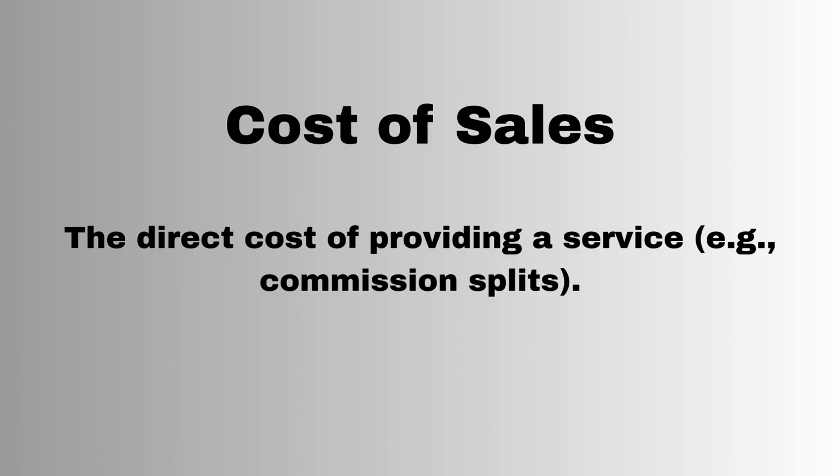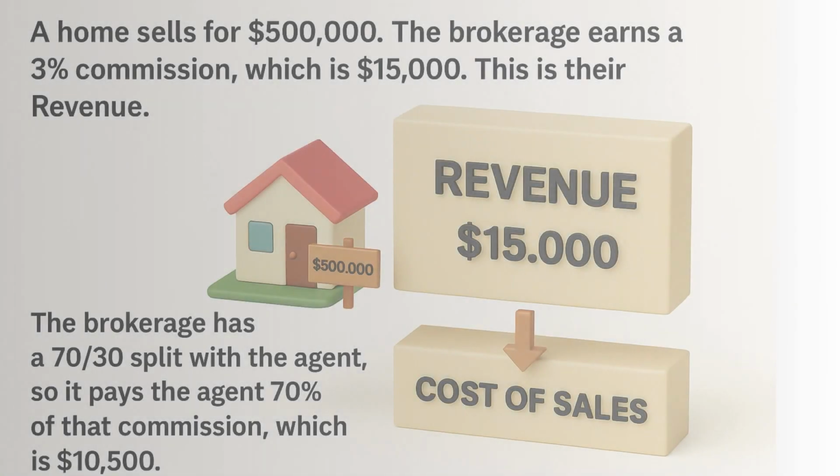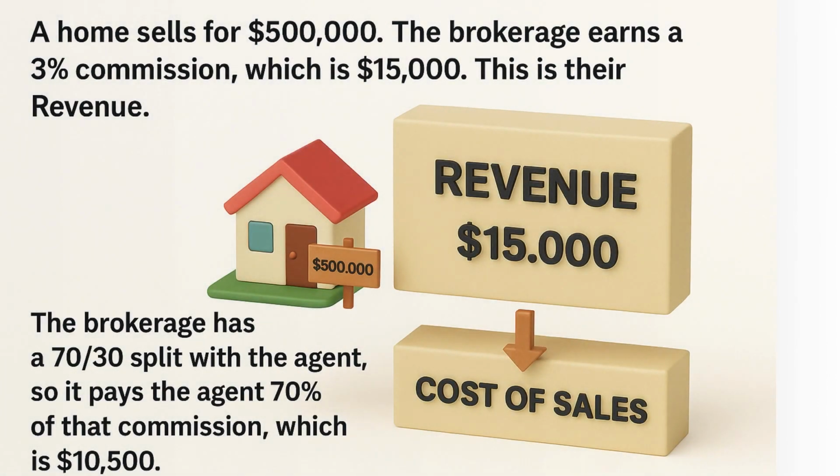Let's look at an example. A home sells for $500,000. The brokerage earns a 3% commission, which is $15,000. This is their revenue. The brokerage has a 70-30 split with the agent, so it pays the agent 70% of that commission, which is $10,500. This is their cost of sales.